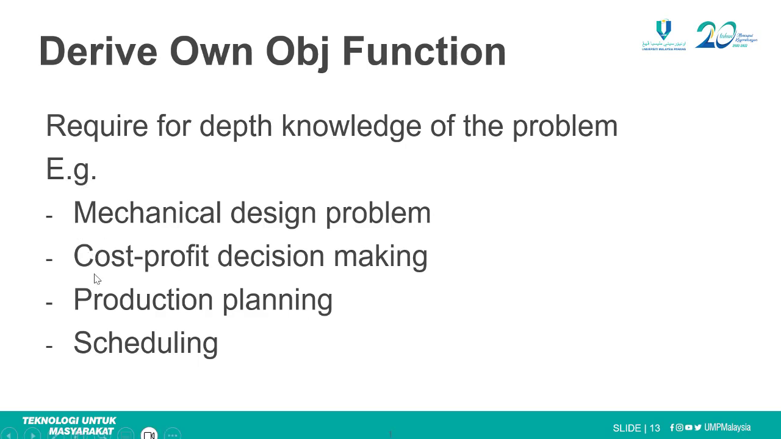Another example is maybe the cost profit decision making. Maybe in the production system, we want to identify the number of raw material that come out with the maximum profit, for example. So we need to have the knowledge in that, and we can formulate the problem. Another example is in production planning, the scheduling, and a lot more other problems, based on our expertise.